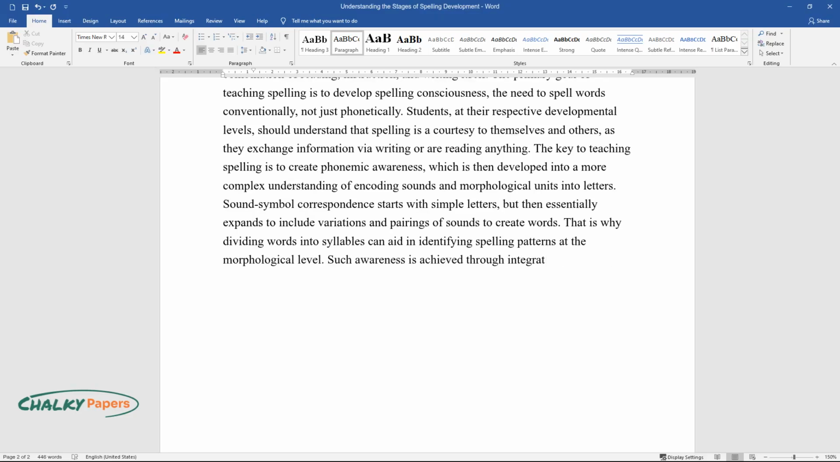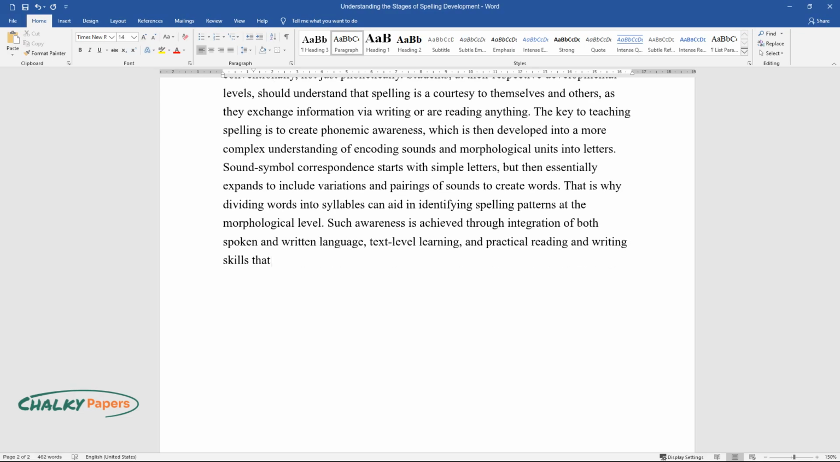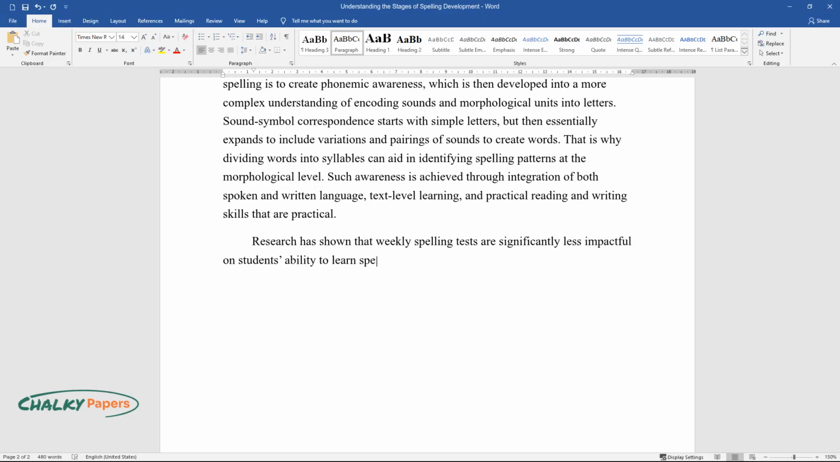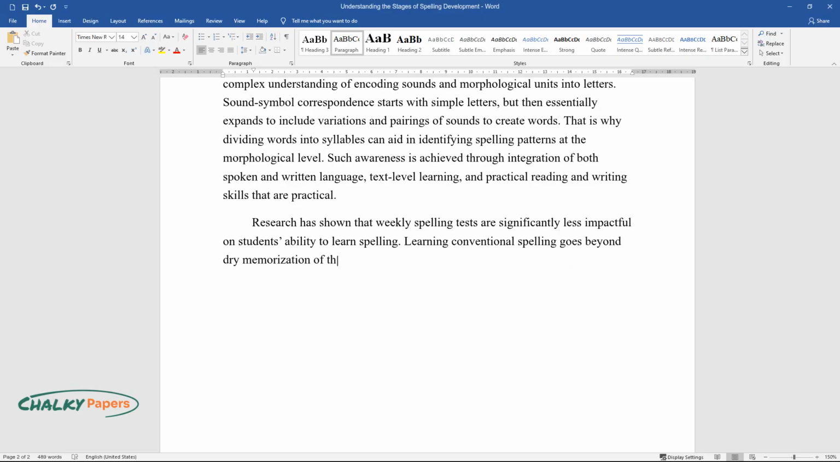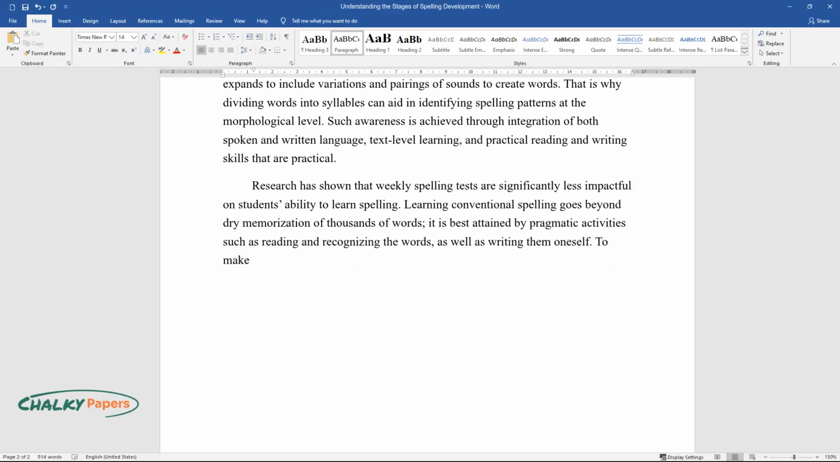Such awareness is achieved through integration of both spoken and written language, text-level learning, and practical reading and writing skills. Research has shown that weekly spelling tests are significantly less impactful on students' ability to learn spelling. Learning conventional spelling goes beyond dry memorization of thousands of words. It is best attained by pragmatic activities such as reading and recognizing the words, as well as writing them oneself.